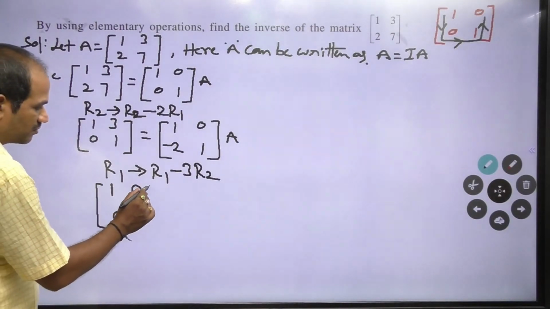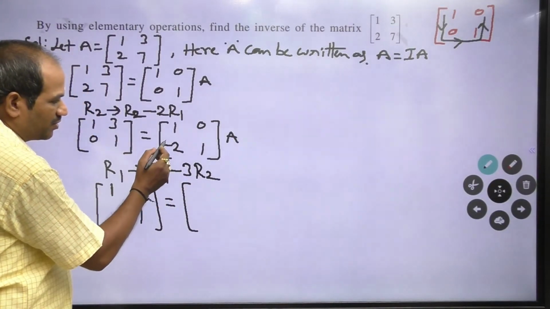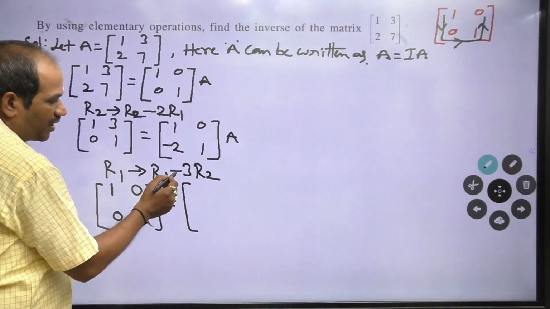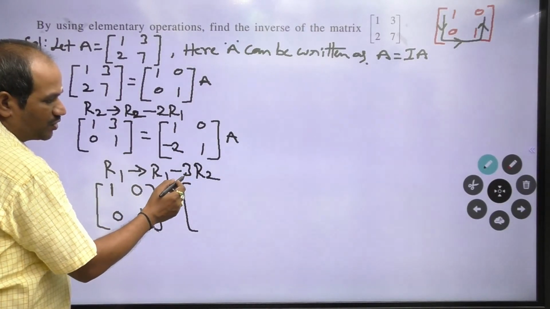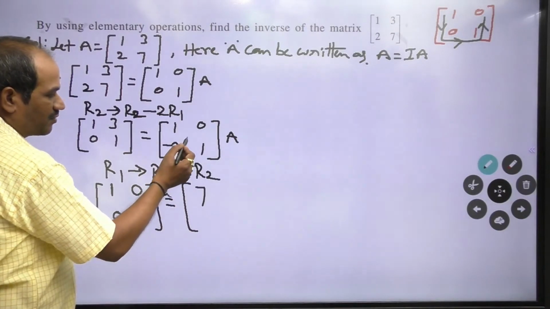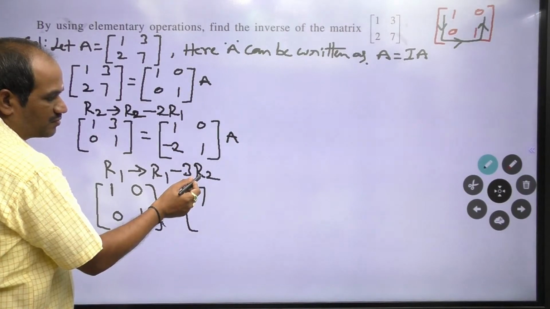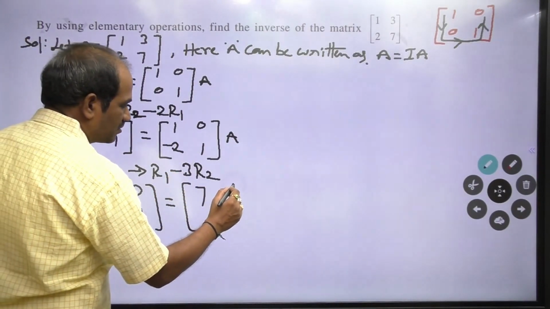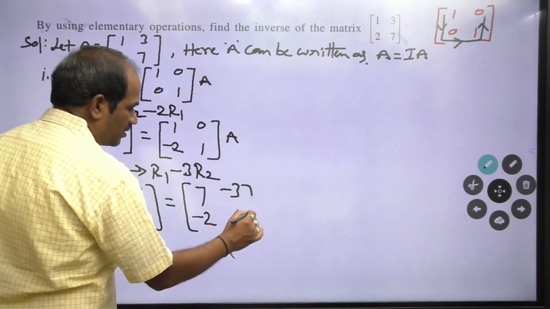Next here, R2 same, no change. R2 on the right side is the same. See here, on the right side it is R1 minus 3 R2. R1 element is 1. 1 minus 3 into R2 element, which is minus 2. Minus 2 into minus 3 is 6. 6 plus 1 is 7. Next R1: R1 is 0, minus 3 into R2 element 1. Minus 3 into 1 is minus 3. This element is minus 3. Next, R2 same, minus 2 1, into A.